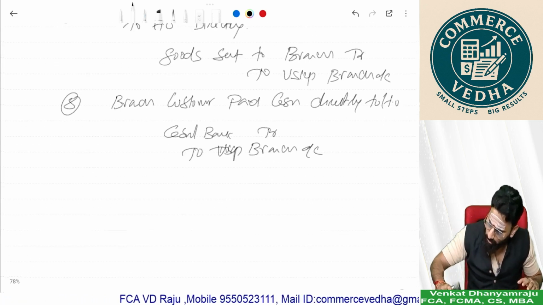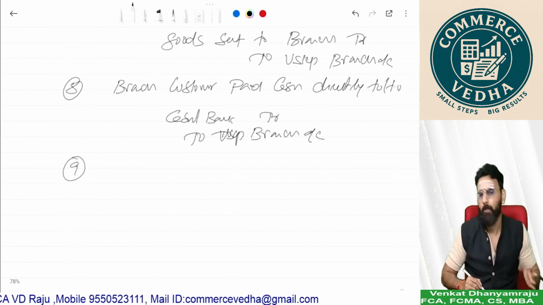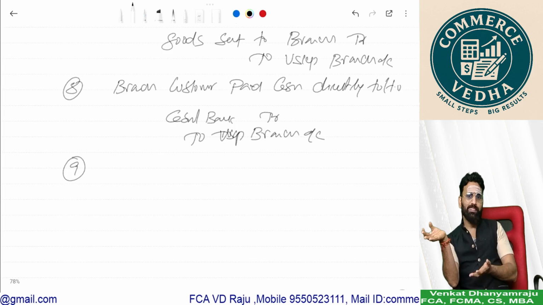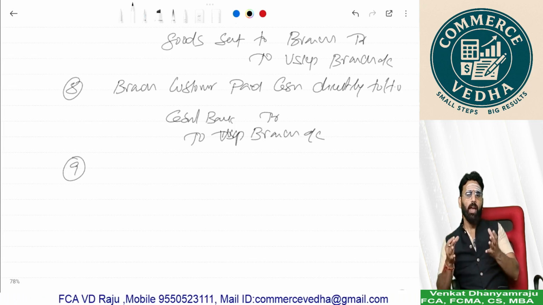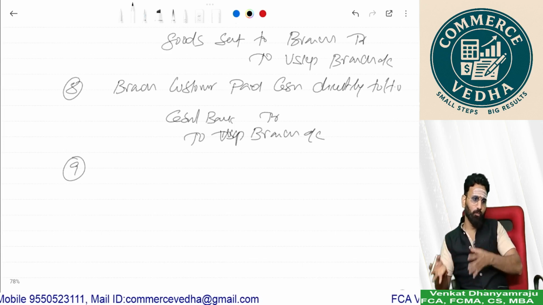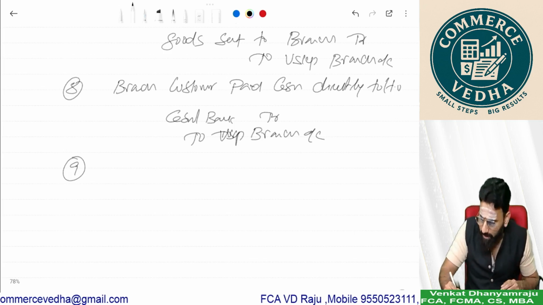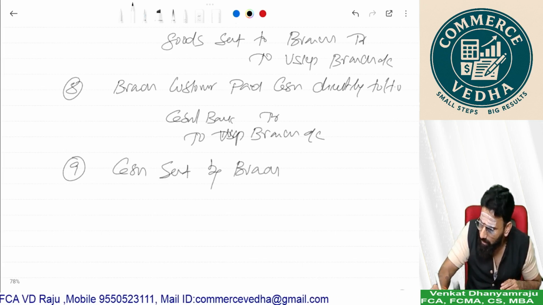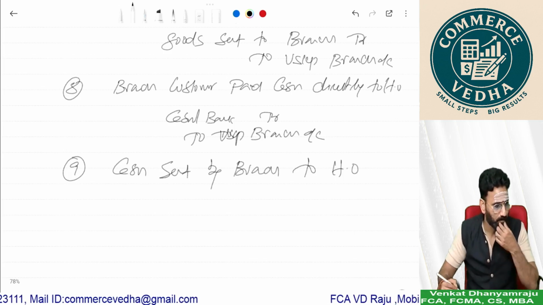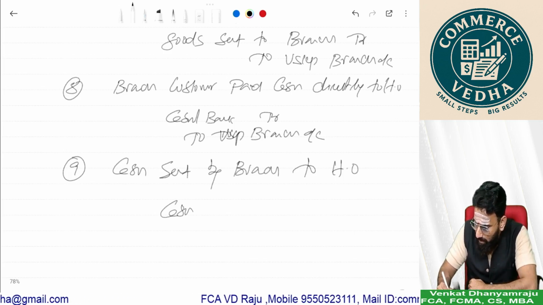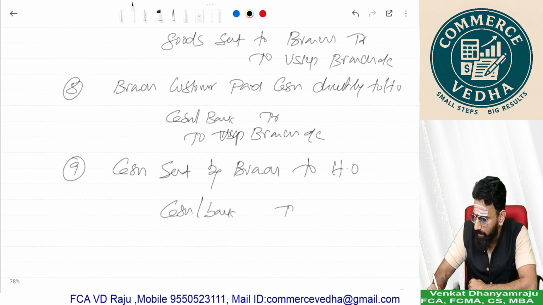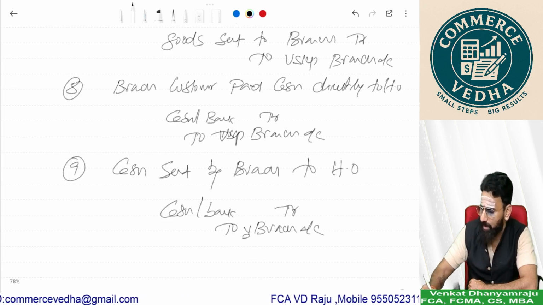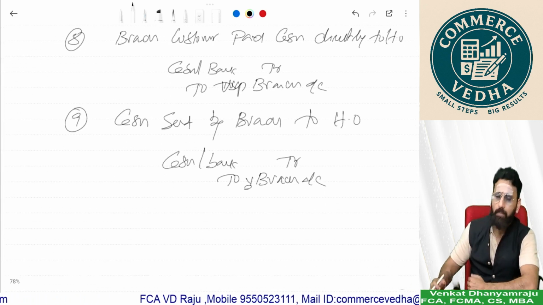Clear? Now the next entry. Branch made the sales, branch collected the money, but ultimately it should be sent back to head office because it's a dependent branch. The entire money which the branch collected should be sent back to head office. So cash sent by branch to head office. So the entry will be cash or bank debit to branch account. Again Visakhapatnam branch. So cash sent to branch by head office.